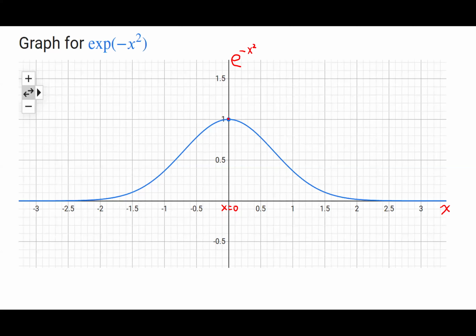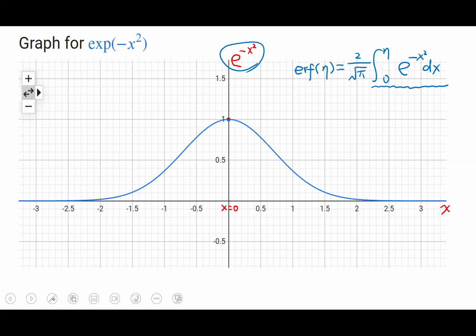Once we understand this exponential function, now I'm going to introduce what the error function is. The error function, which we write as erf, erf of eta, is equal to 2 over square root pi, integrated from 0 to eta, of e to the power of negative x squared dx. So you can see it's an integration of this exponential function. There are two questions here. First, where does this number in front of the integral come from? Second, why is this function called an error function? Where does the word error come from?